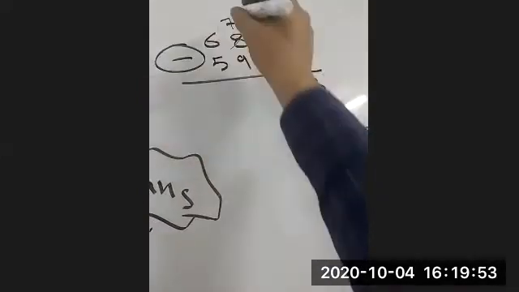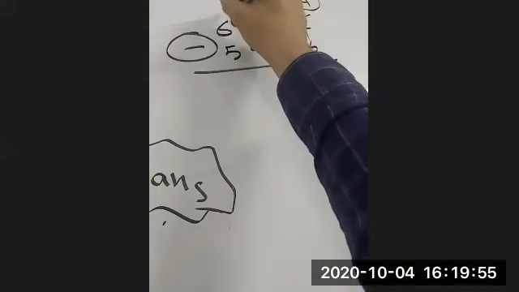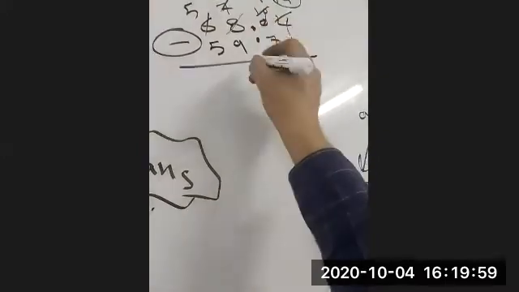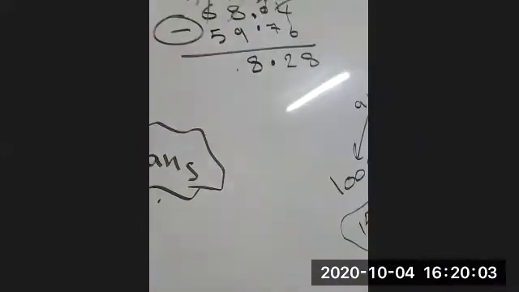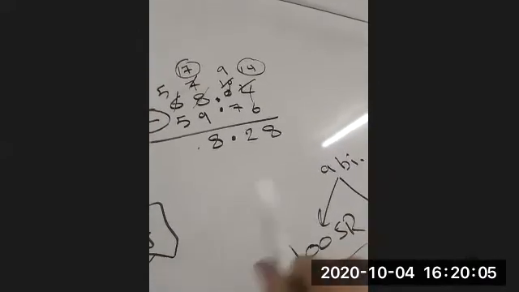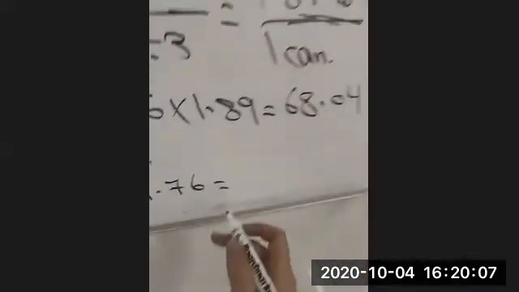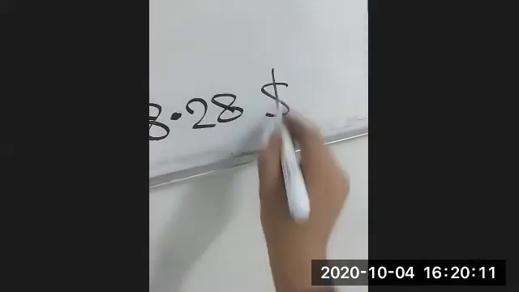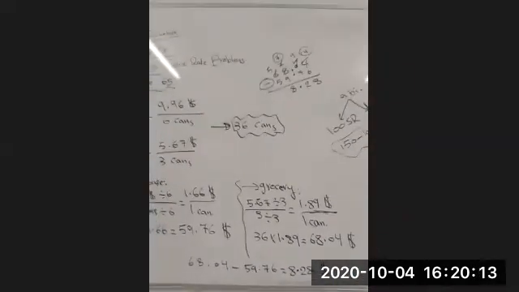Decimal comes down. 7 minus 9, it cannot. This is 5, this is 17. 17 minus 9, 8. 5 minus 5, 0. So how much will you save, guys? $8.28. $8.28 what? Dollars.